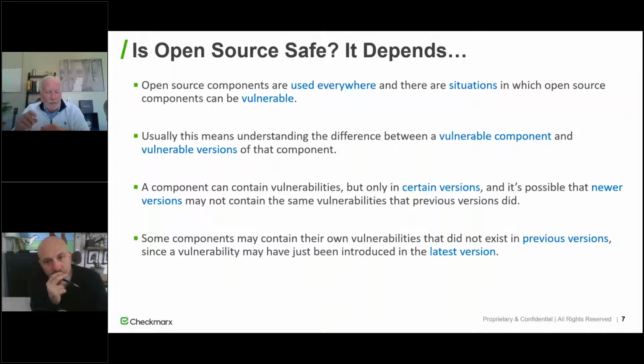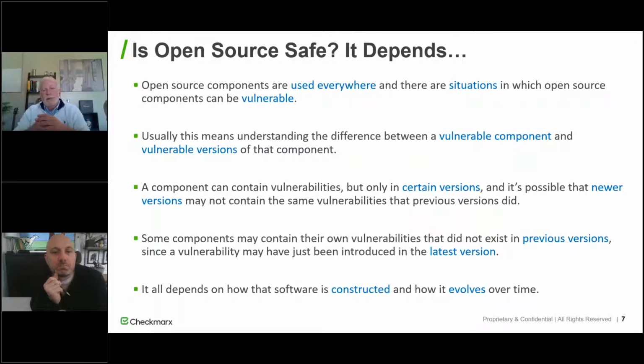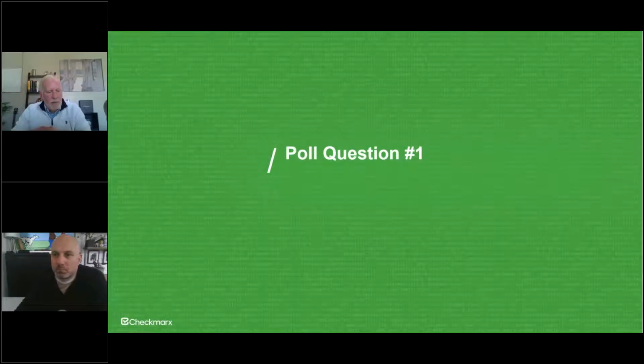Another interesting concept is that some components may contain their own vulnerabilities that did not exist in previous versions, since a vulnerability may have just been introduced in the latest version. And it all depends how the software is constructed and how it evolves over time, right? So there are a lot of caveats when we're talking about vulnerabilities inside of open source. And again, nothing wrong with open source. Open source is not vulnerable by nature, right? And it's not something that anybody should be afraid of. What we've got to do is address it appropriately in the context of security and application security testing.